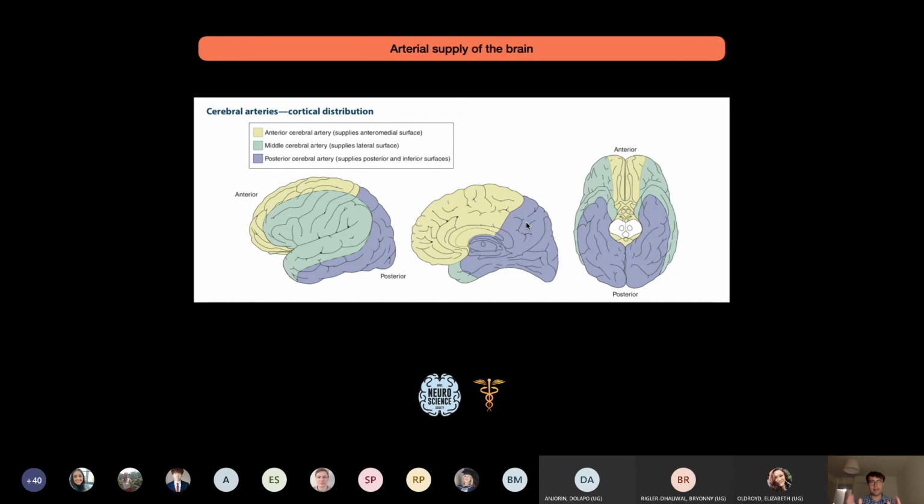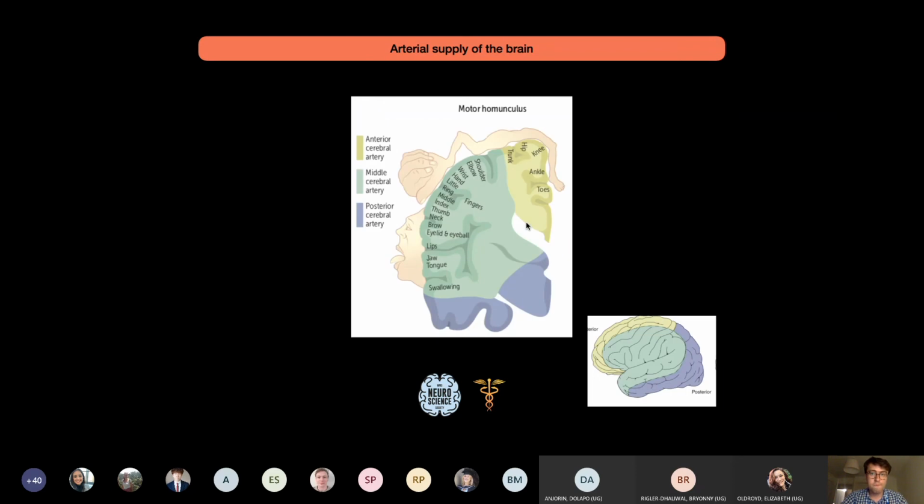Okay, so that is in a nutshell what you need to know about the cortical distribution of this blood supply. What does that look like for the homunculus? As we said, anterior cerebral is the lower limb, the hips, and coming up to a little bit of the trunk, and then everything else is middle cerebral.